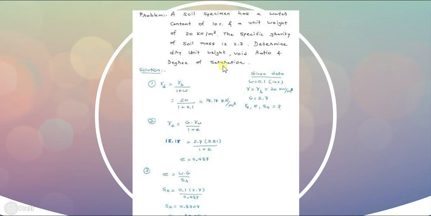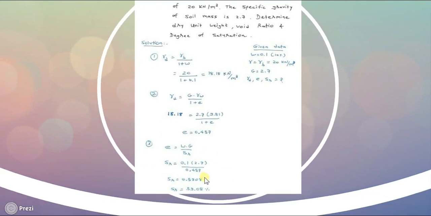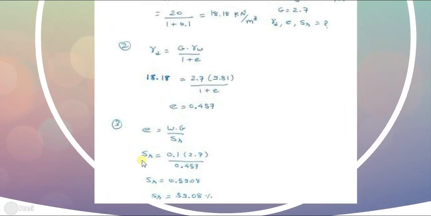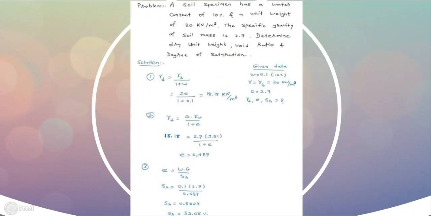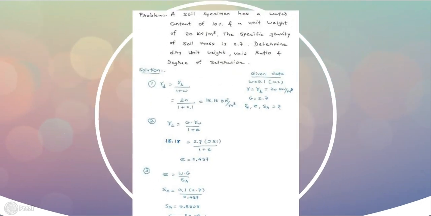If I want to find out degree of saturation, I can use void ratio now. So I am putting e is equal to W into G upon SR. In here, I have e, I have W and G in the problem, so I can find out SR by making it the subject. So if I make SR the subject and put in all the values, SR value will be 0.5908. So I can tell SR in percentage: 59.08 percent. Let us go further.